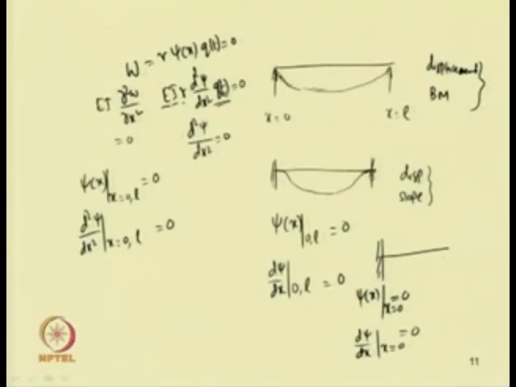Already we have seen that this bending moment is proportional to ∂²ψ/∂x². So, one can write ∂²ψ/∂x² equal to 0, and shear force proportional to ∂³ψ/∂x³ equal to 0. In this way one can find all the boundary conditions. So, let us see some more complicated boundary conditions.